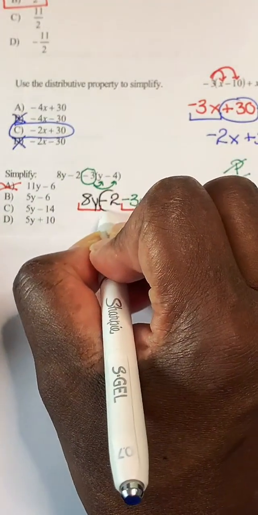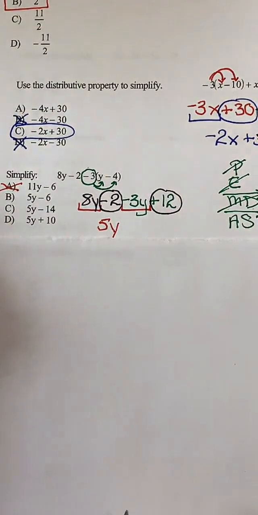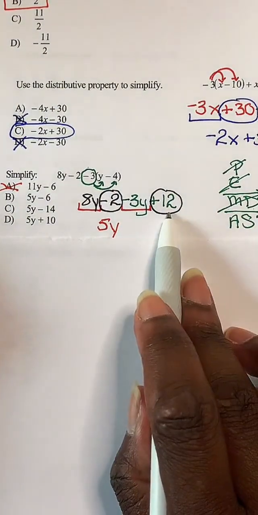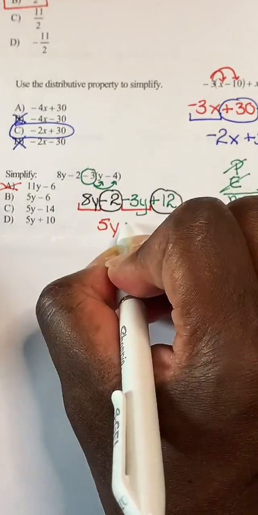Once I see that, I'm going straight to my answer choices. Everyone is a 5y except for A. Cross that out. Now you don't have to worry about 4 choices; now you're down to 3.